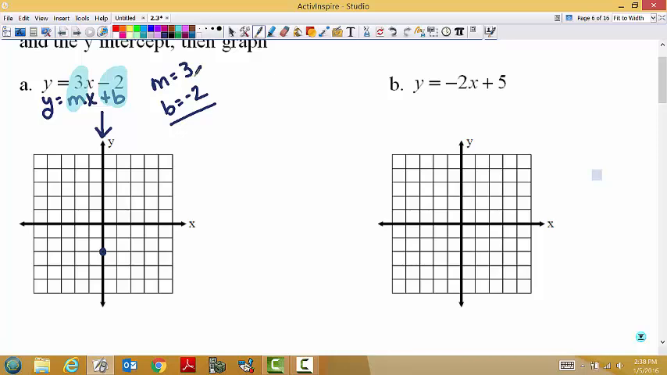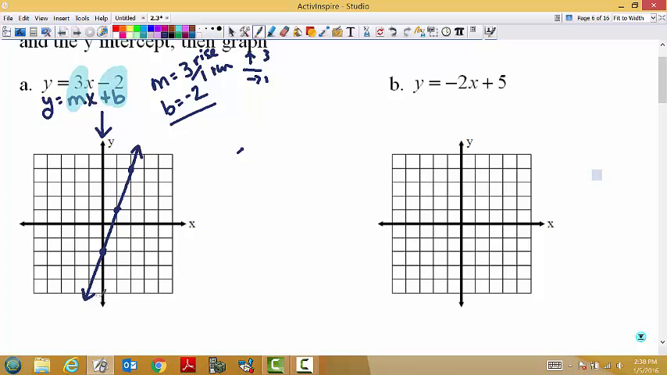Remember that slope is a fraction. It's rise over run. The top number tells you to go up 3 and over 1. So I'm going to start at my negative 2, and I'm going to count 1, 2, 3, over 1. Up 1, 2, 3, over 1. And you just connect your dots with a line.